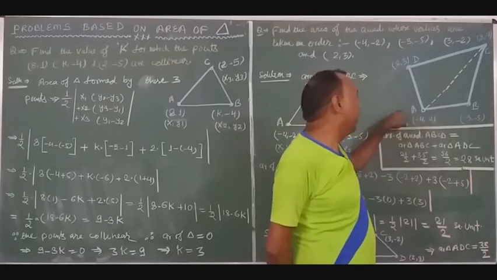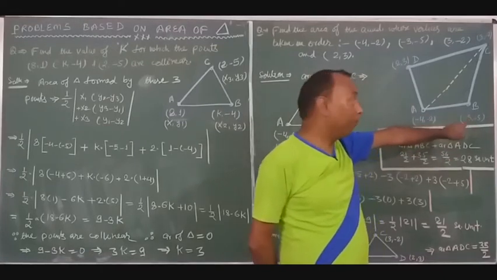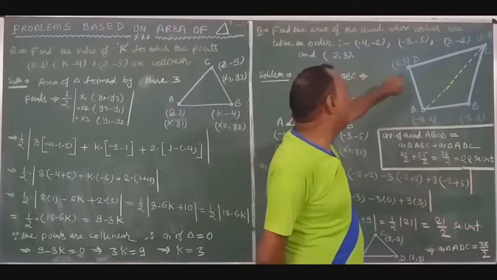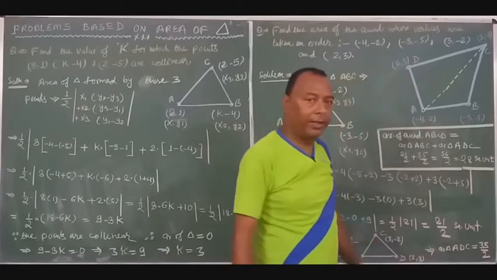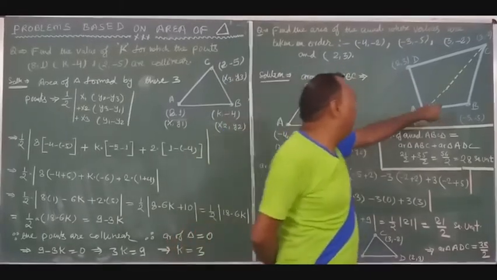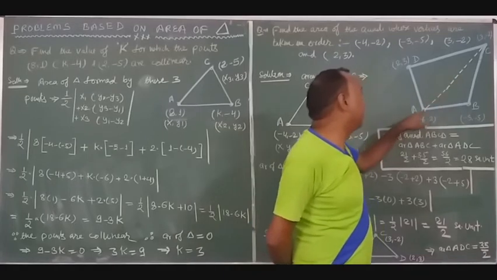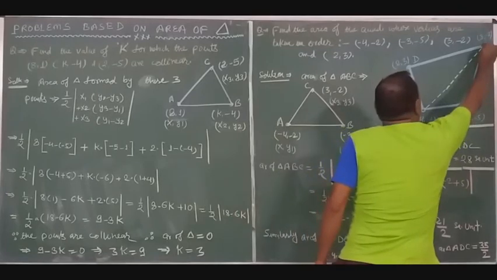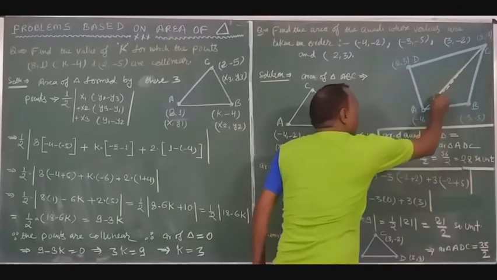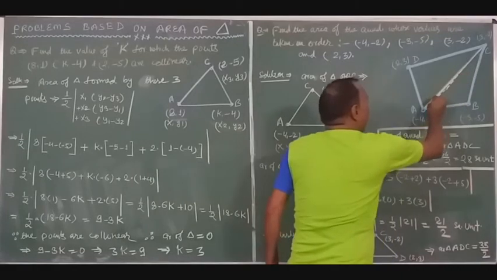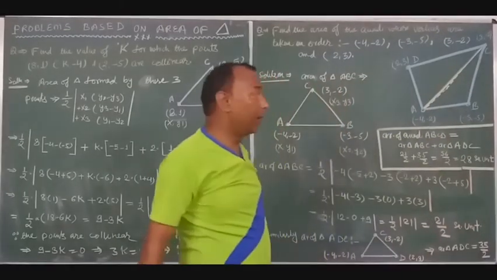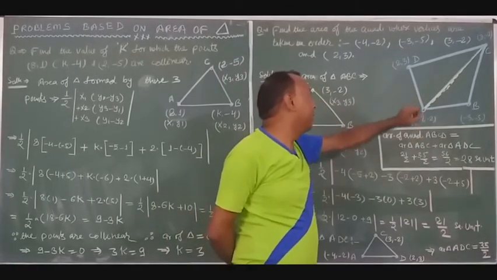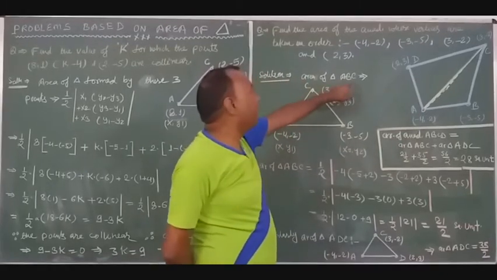(-4, -2) is point A, (-3, -5) is point B, (3, -2) is point C, and (2, 3) is point D. Now I am joining the diagonal AC. Diagonal AC is joined. Now the quadrilateral is divided into 2 triangles. The first one is the lower one, triangle ABC, and the other is ADC. So now we will find the area of triangle ABC.